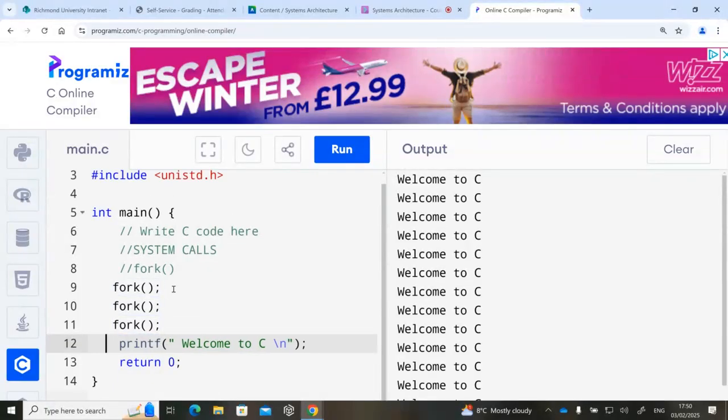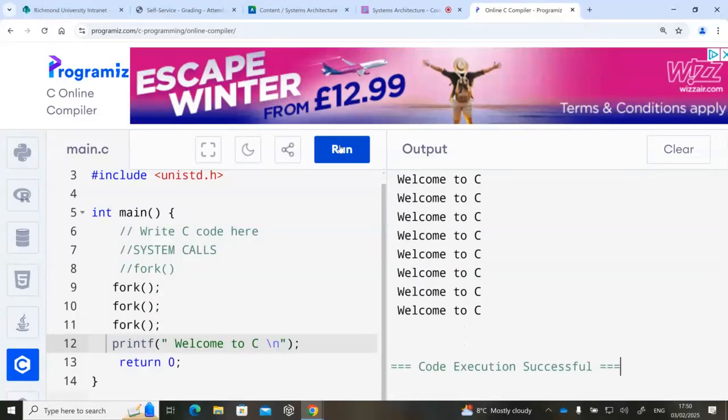What if I give 3 times? What should be the output then? How many times? 6, 9, or 8? 8. The answer is 8. So write down it's 2 to the power of n. So if I give 2 times, the answer is 2 to the power of 2. If I give 3, then the answer is 2 to the power of 3, which is 8. If I give 4, then 2 to the power of 4, which is 16, and so on.